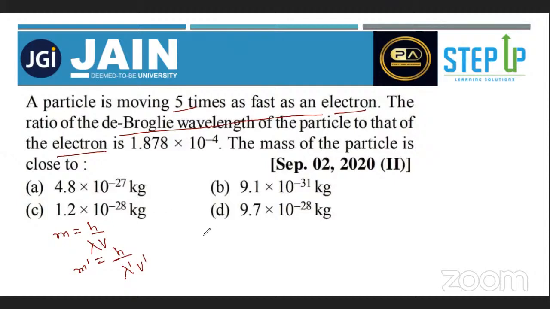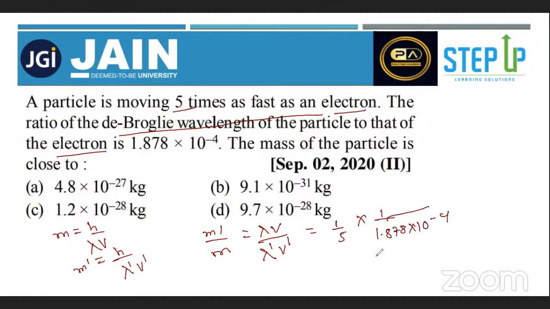So if I'm writing the ratio m dash by m, it will be lambda v upon lambda dash v dash, which are the ratios. The particle is moving 5 times as fast as an electron, so basically the ratio is 1 by 5 I can write here. And the ratio of the de Broglie wavelengths of particle to that of the electron, v to v dash, is given to me, so I can write it as this.